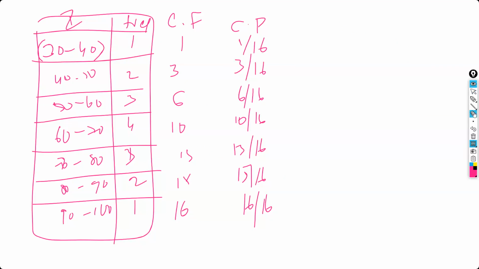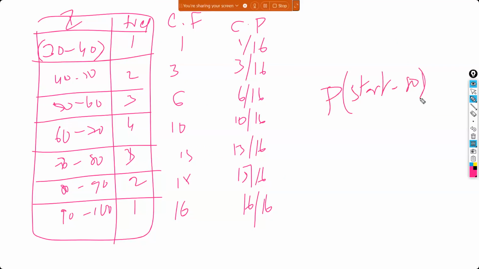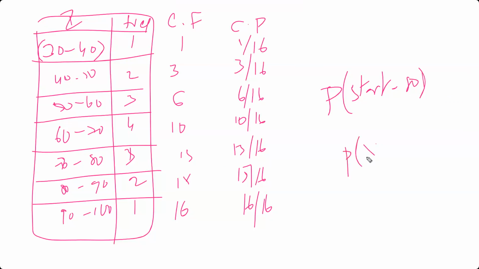What is the probability from starting to 80? Starting to 80 means from 30 to 80. What is the probability? 13 by 16. Sir, what is the advantage of starting to 80? Simply, it is asking how many students are less than 80. That is the meaning of this. Less than 80 means starting to 80. That is the advantage of cumulative probability.